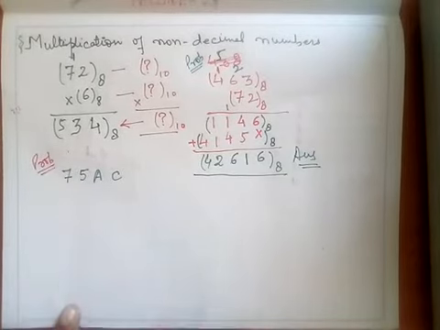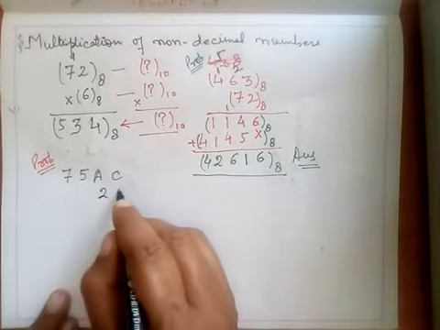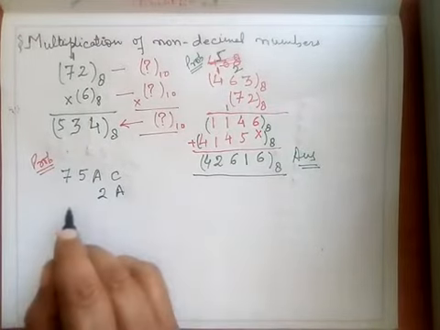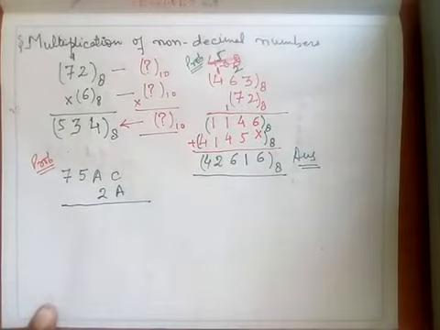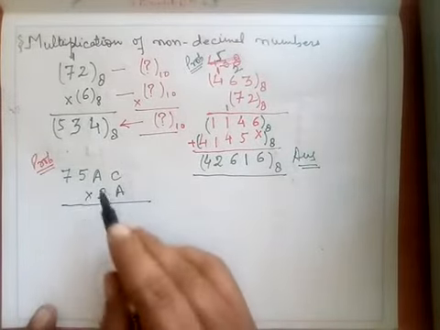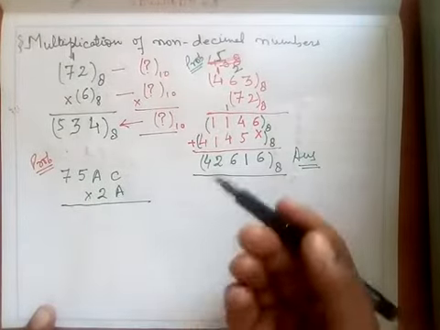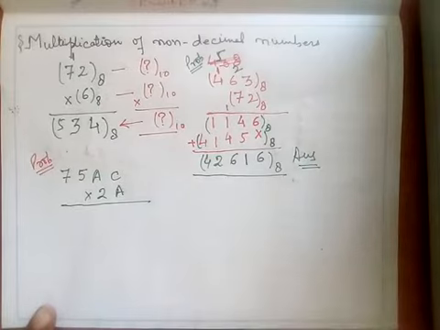It's 7 5 A C, and I say that multiply this by 2A. You have to do this multiplication. Now remember that A corresponds to 10, B is 11, C is 12, D is 13, and so on up to F, which is equal to 15.